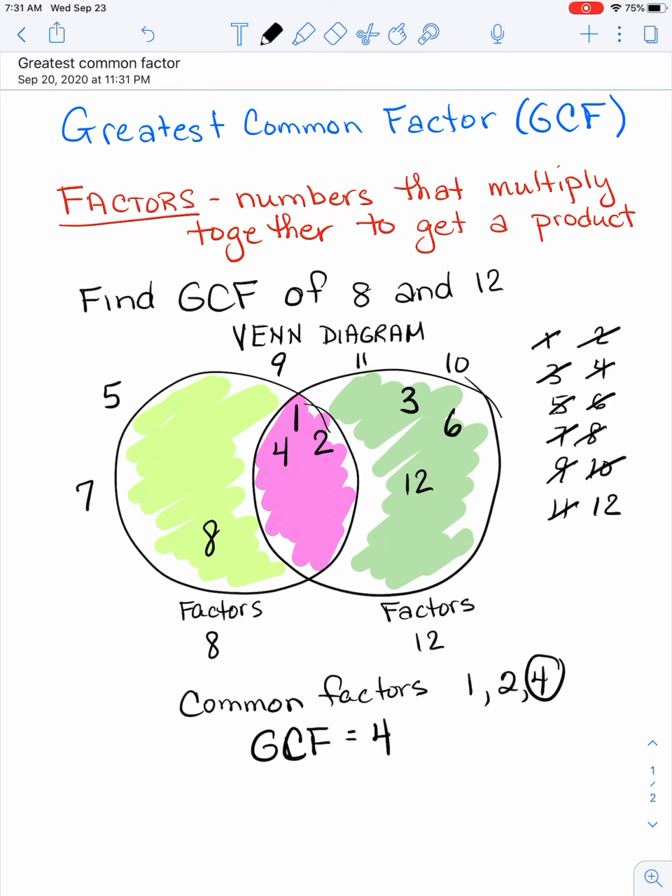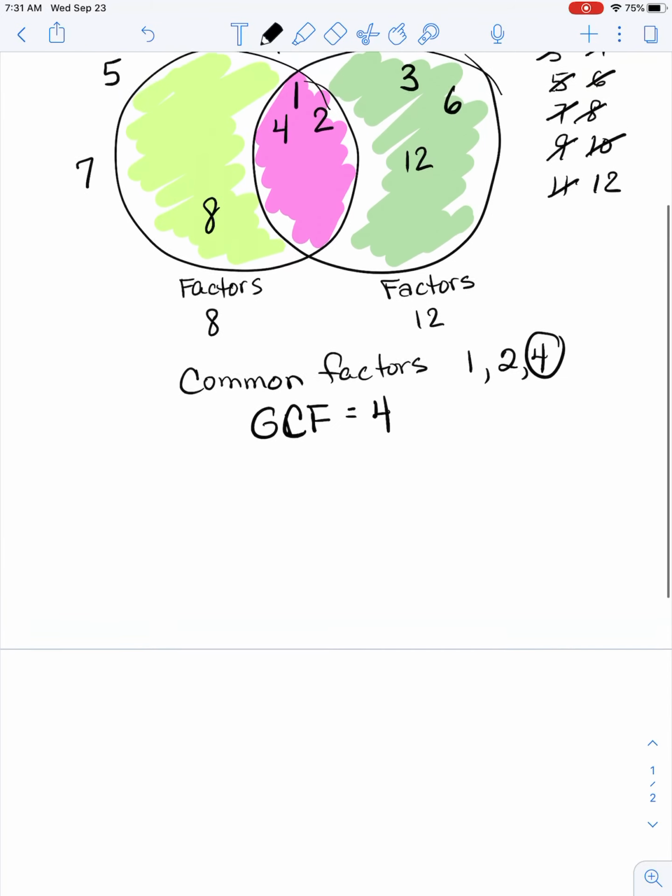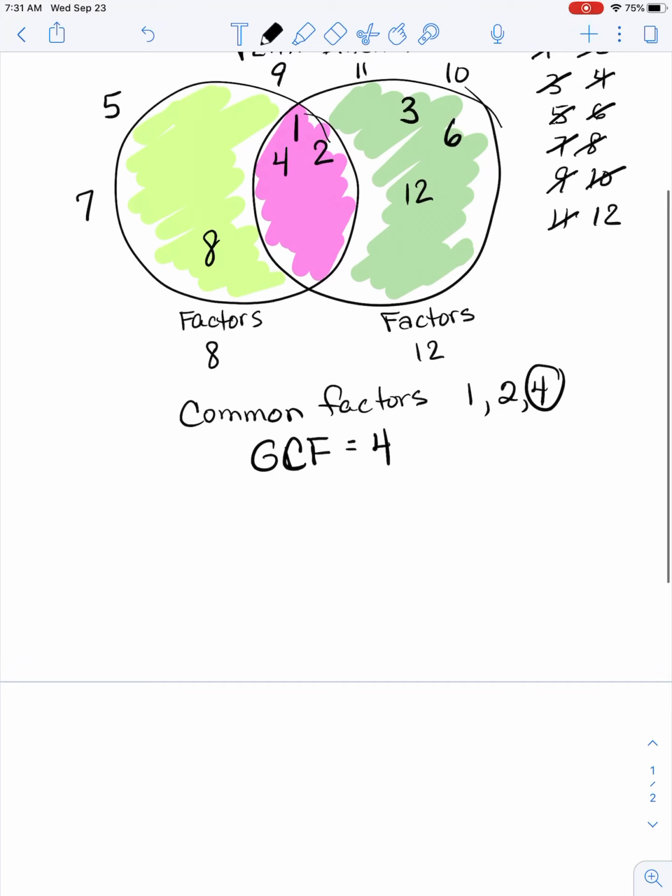That's kind of nice, but it's kind of a long method. And if you have a lot of greatest common factor problems that you have to do, you certainly want a shorter method. So we're going to use something that we call upside down division. Different people call it different things.